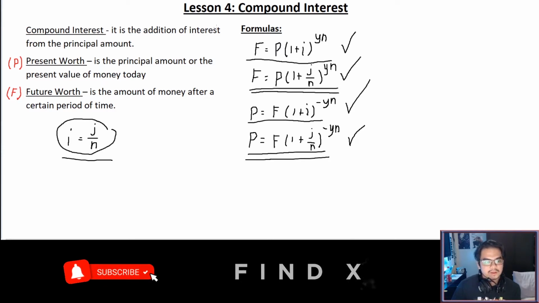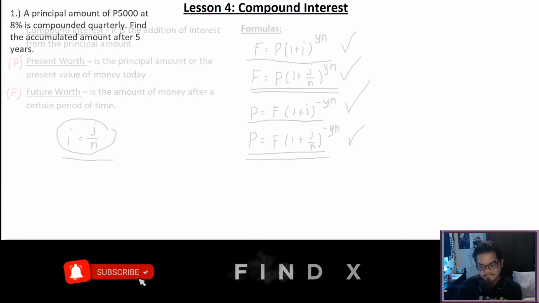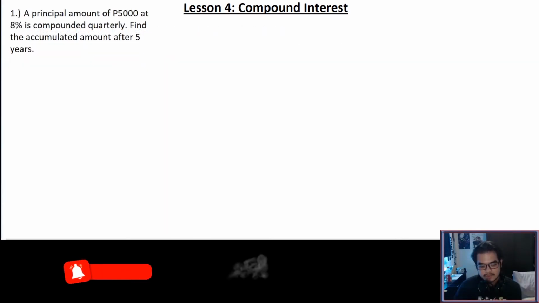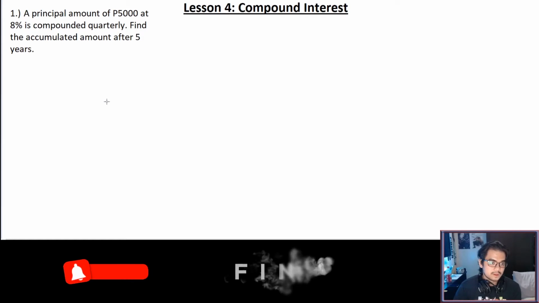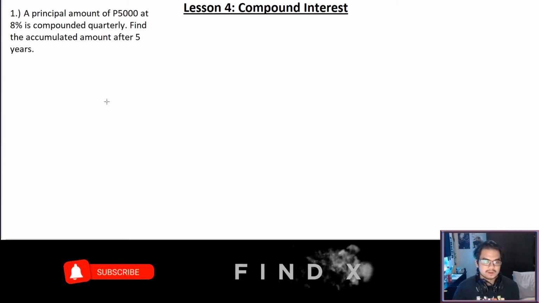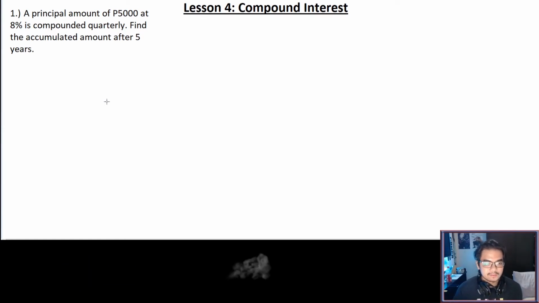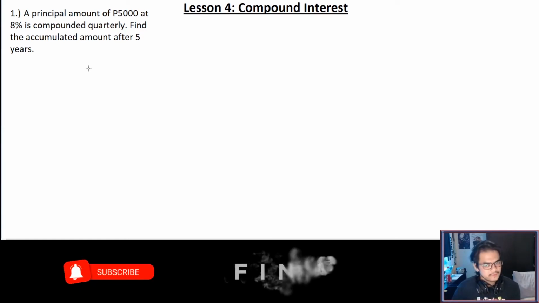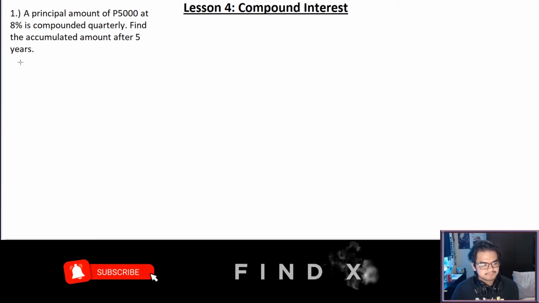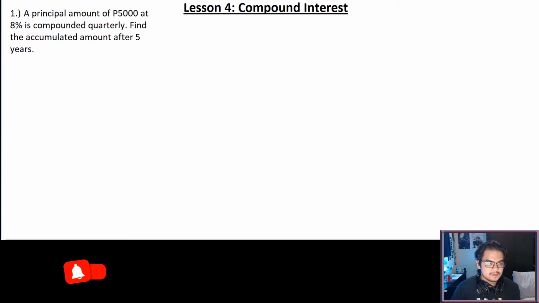Okay, so I think we can go to our sample problems. For number one, we have a principal amount of 5,000 at 8% compounded quarterly. So that is the given. Find the accumulated amount after 5 years. I think I forgot to discuss what the variables y and n are.